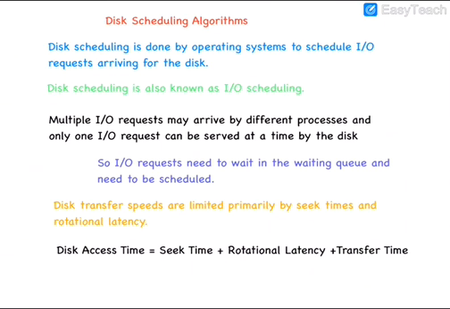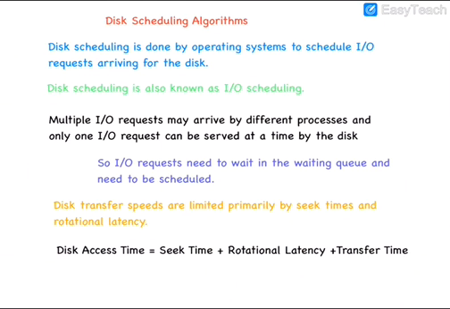We need to schedule because whenever there are multiple IO requests arriving from different processes, we can process only one IO request at a time. That is, only one IO request can be served at a time by a disk. So all the requests coming for IO must wait in a waiting queue, and which process gets served depends on the scheduling done by the disk scheduler.